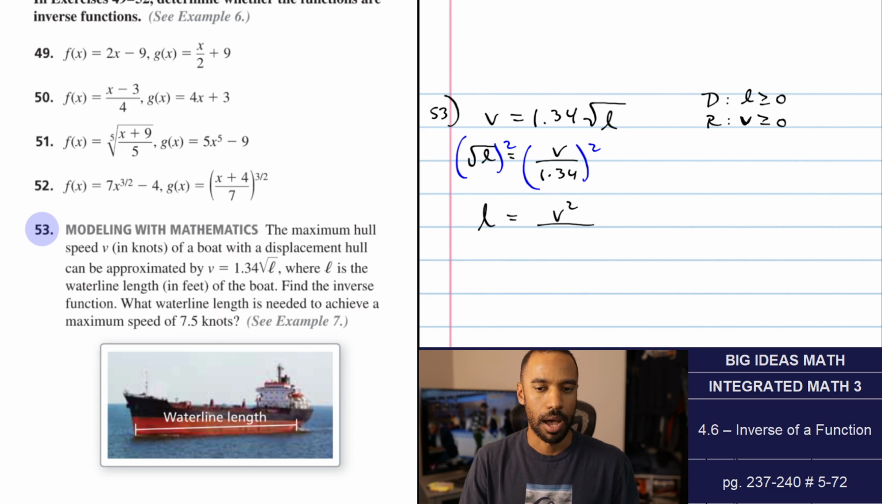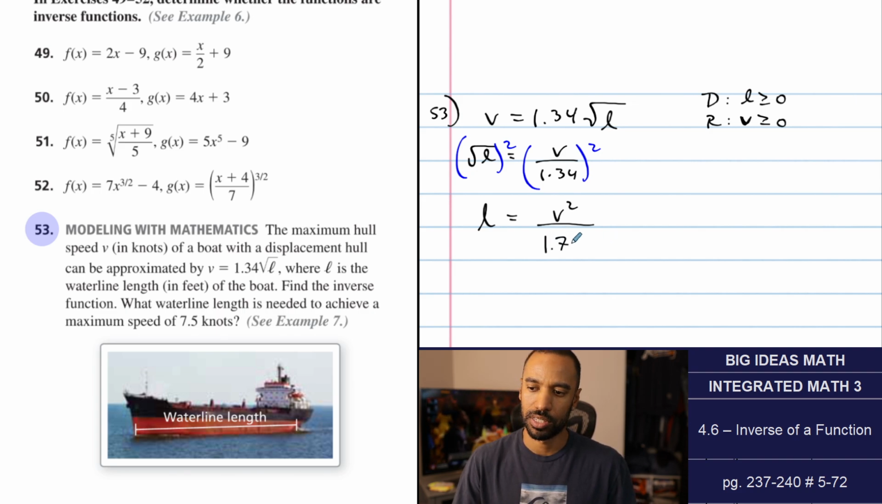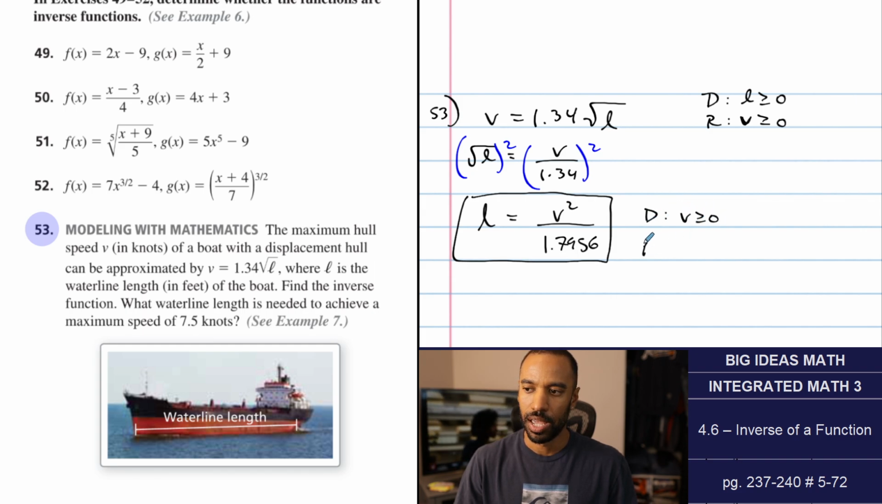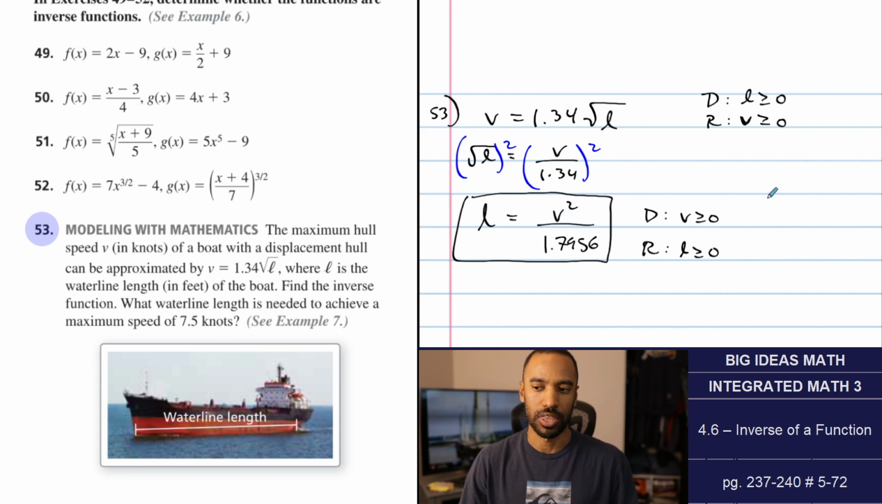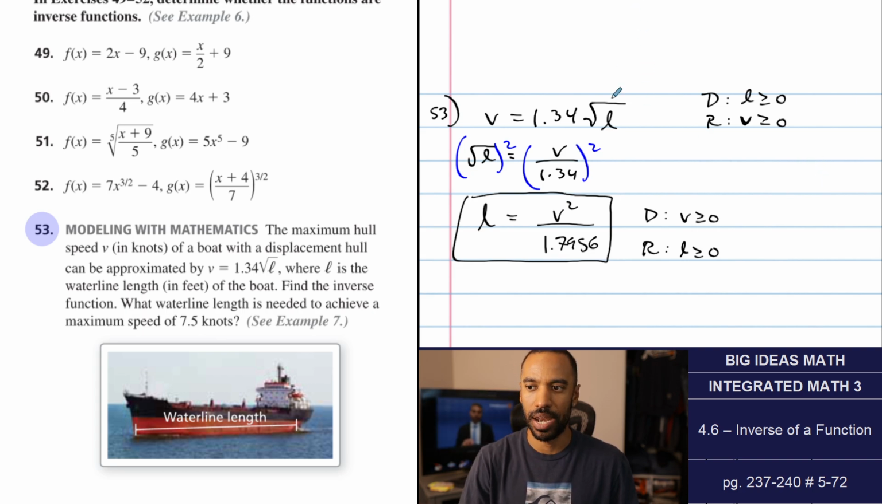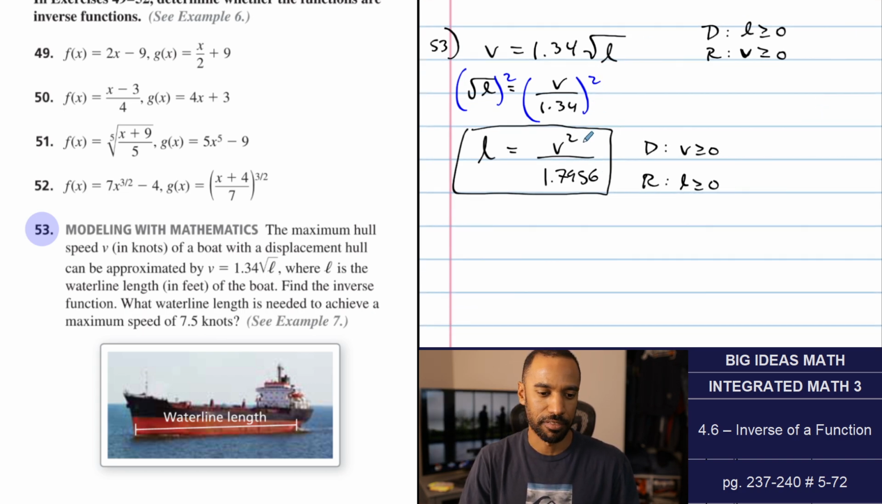I'm going to do 1.34 squared, and I'm getting 1.7956. And there is the equation in terms of L. Now, given this, the domain is now that V has to be greater than or equal to 0, and the range has to be that L is greater than or equal to 0. That means that with this V squared thing, if I graphed it, which I won't truly, there's no full parabola, it's just a half of a parabola, if that makes sense. Anyway, there's no negative knots and negative length.